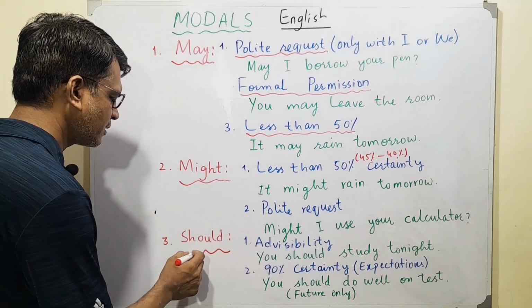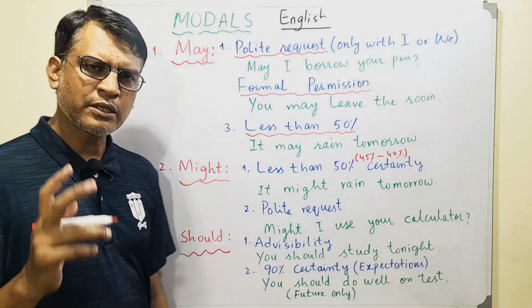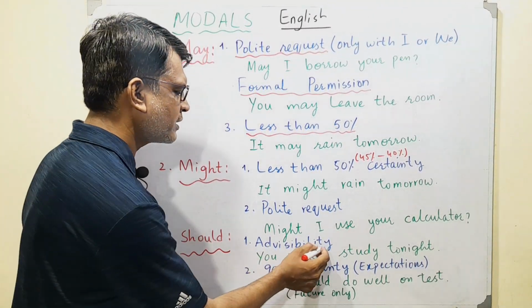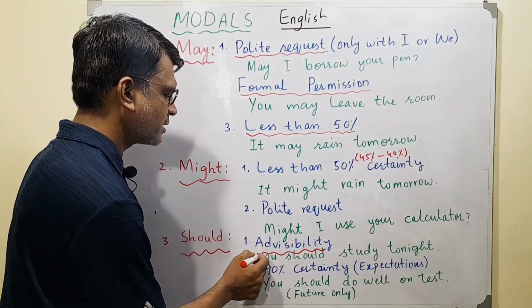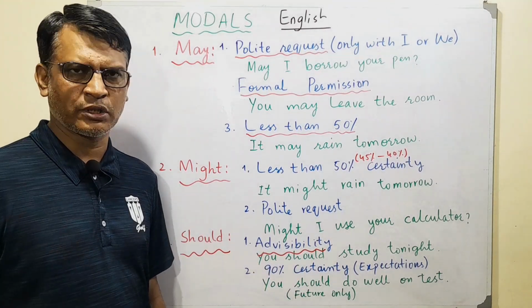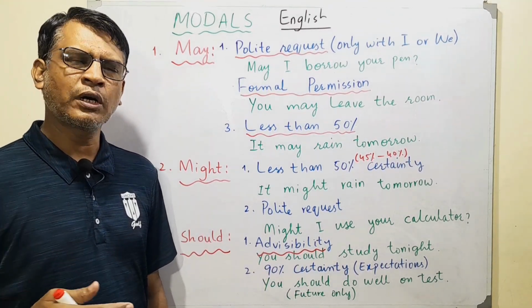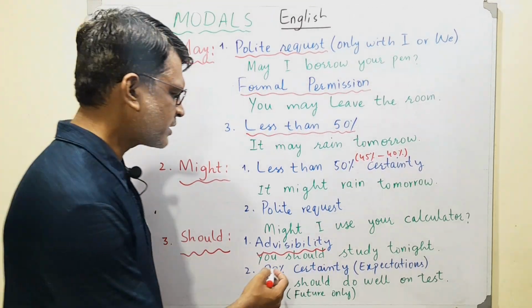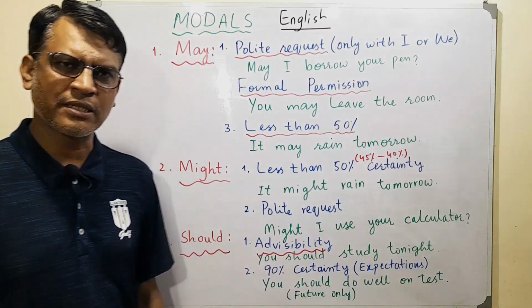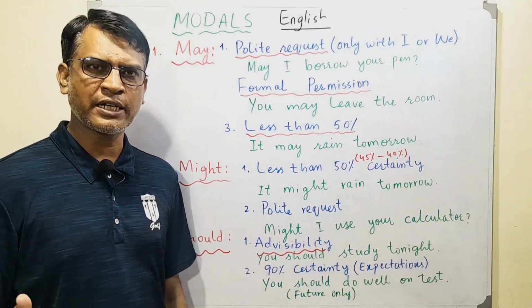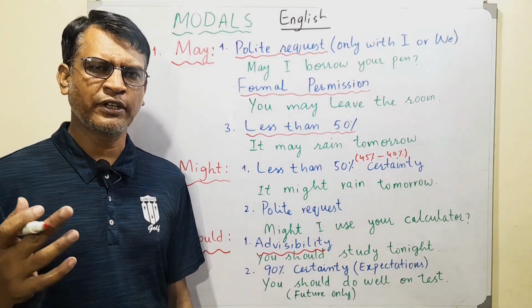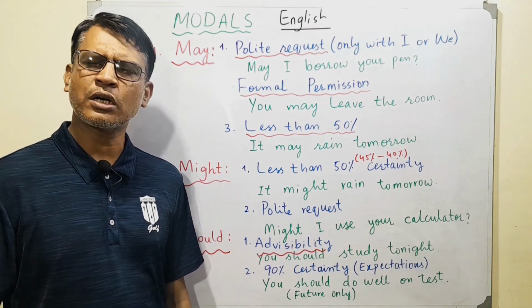The third is should. Okay, there are two possible usages of should. The first is advisability. You are giving advice to somebody, or you are expressing advice for yourself as well. For instance, we say you should study tonight. That is advice I'm giving you. Or if, for example, you are not feeling well, I might say you should see a doctor.